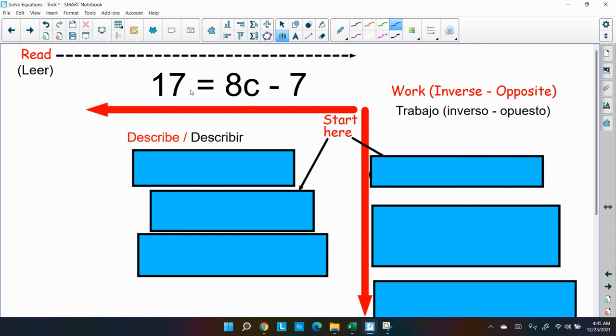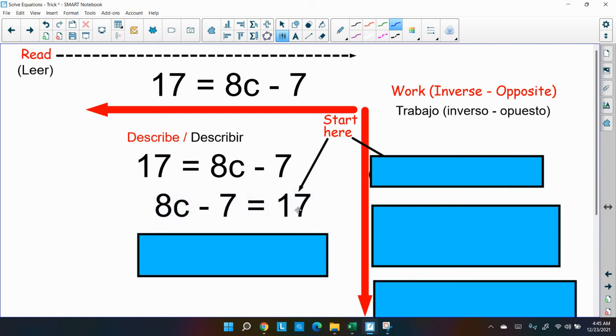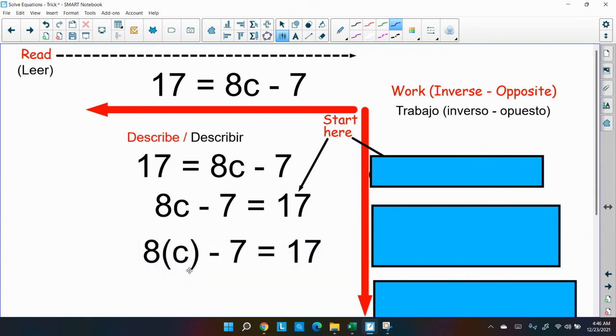I notice this time 17 equals 8c minus 7. Why did they put the equal to 17 in the front? Well, you're allowed to put the equal to 17 at the end, and then that way you'll know where you're starting. So you're starting with the 17, and you're going backwards. So remember doing the opposite of whatever it tells you. It says minus 7, you're going to do the opposite of minus 7, which is plus 7, and you have 8c, which means 8 times c, and you're going to do the opposite of that.